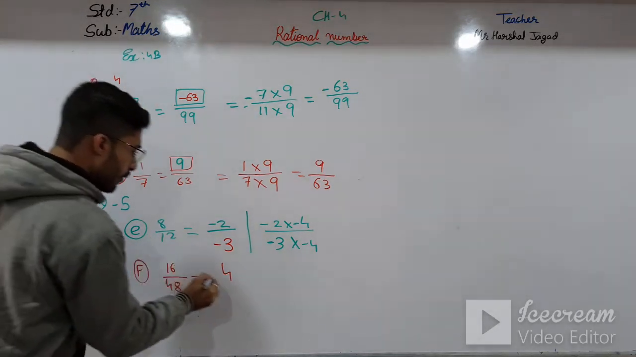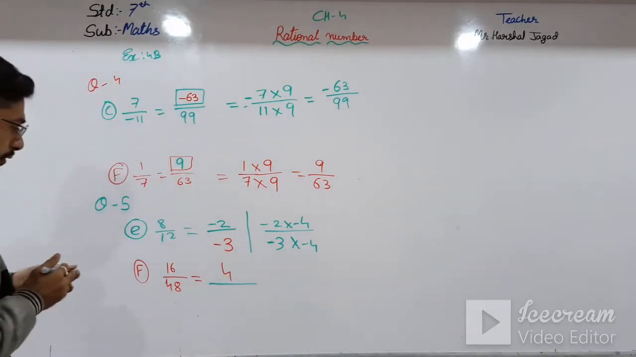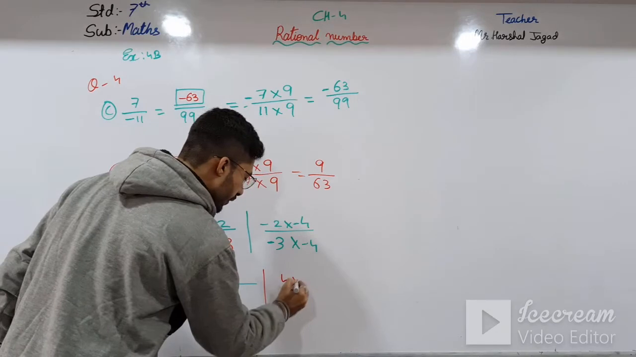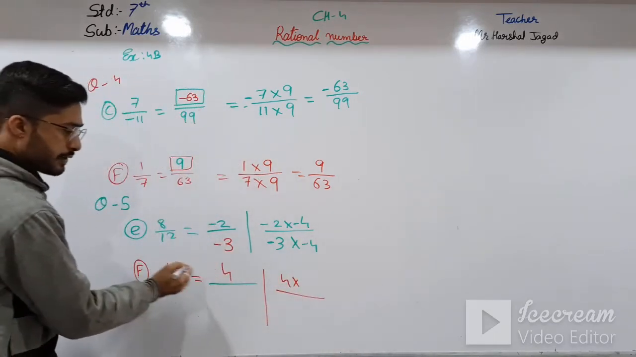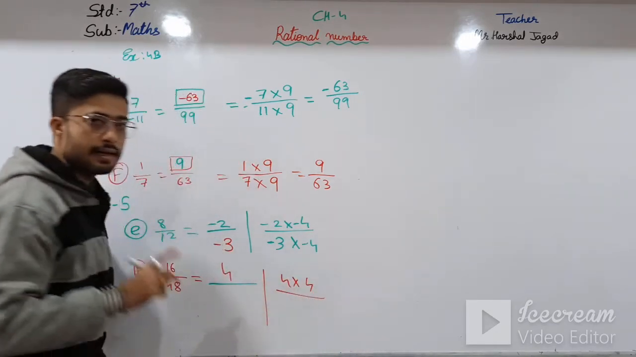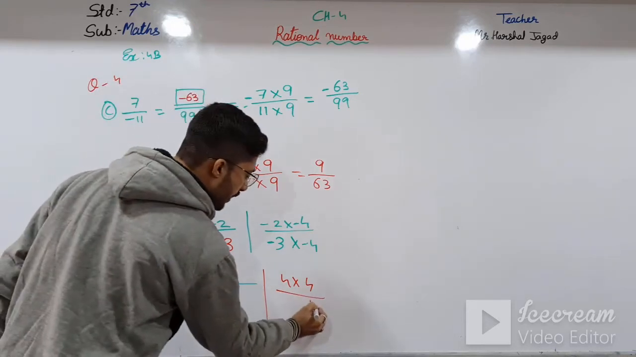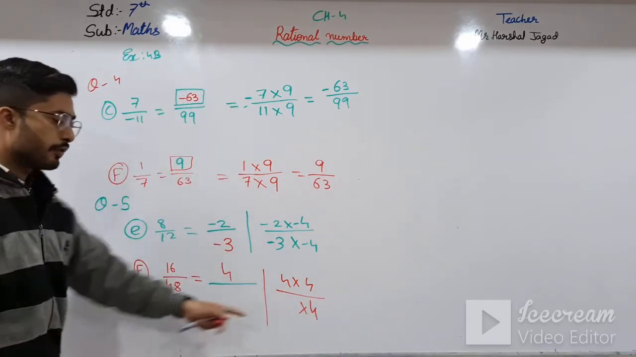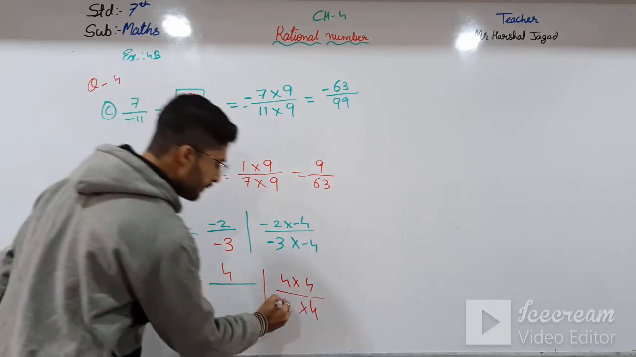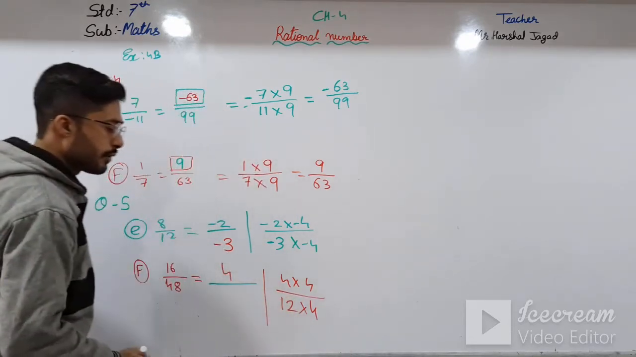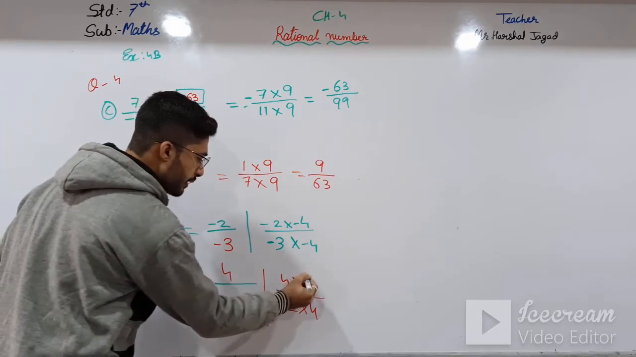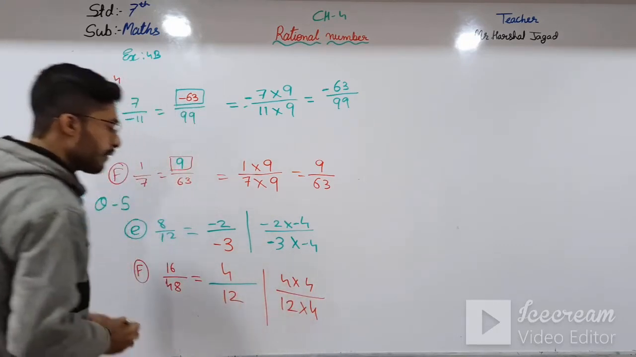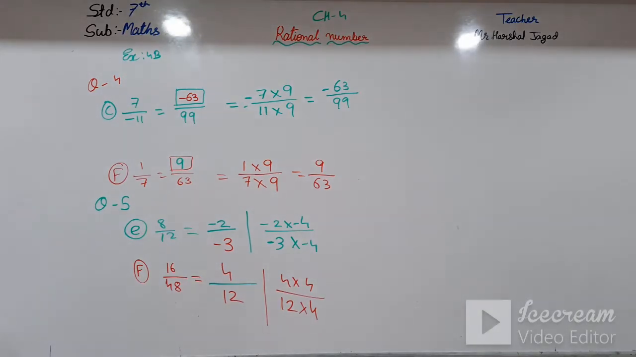Now, moving towards this. What should be multiplied by 4 so that you can get 16? 4 fours are 16. So in the downside also we have to multiply with 4. How many 4s make 48? 4 twelves are 48. So here if I cut 4 and 4, your answer will be 12. Okay, please note down this.